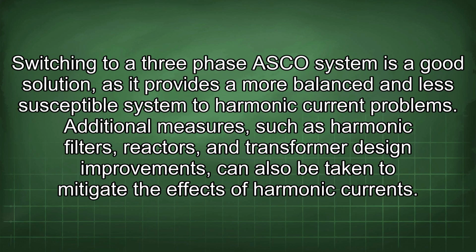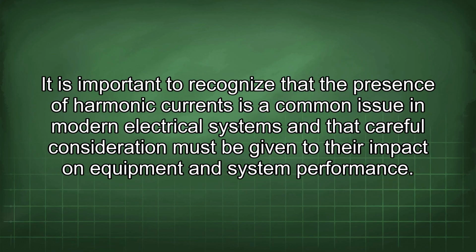Switching to a three-phase ASCO system is a good solution, as it provides a more balanced and less susceptible system to harmonic current problems. Additional measures, such as harmonic filters, reactors, and transformer design improvements, can also be taken to mitigate the effects of harmonic currents. It is important to recognize that the presence of harmonic currents is a common issue in modern electrical systems, and that careful consideration must be given to their impact on equipment and system performance.